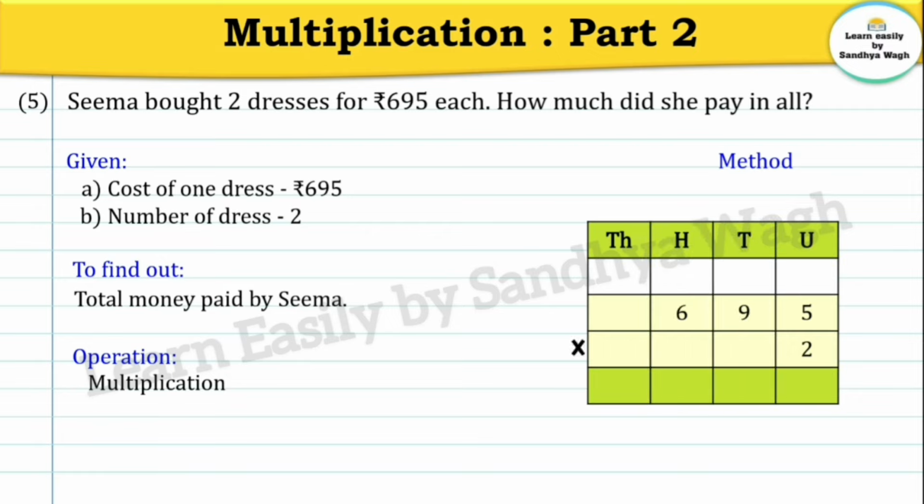695 multiplied by 2, 2 multiplied by 5, so 2 5s are 10, 2 9s are 18, 18 plus 1, 19, 2 6s are 12, 12 plus 1, 13. So our final answer is Seema paid 1390 rupees in all.